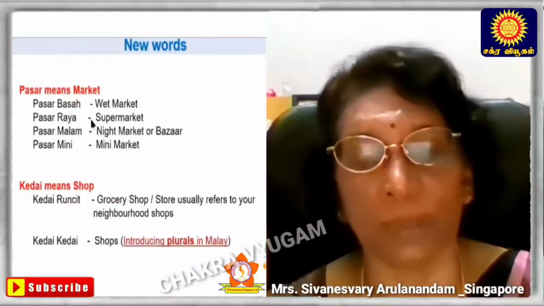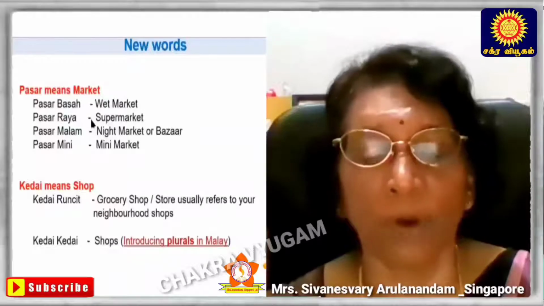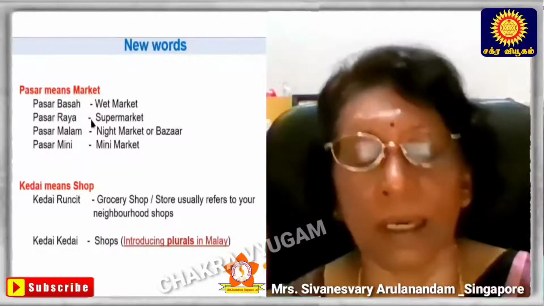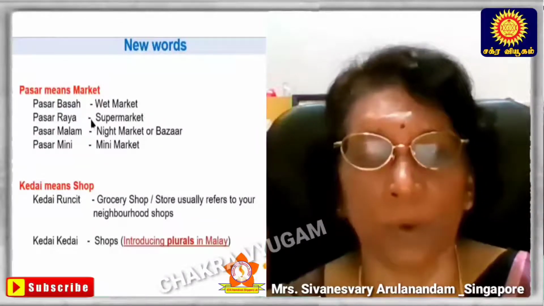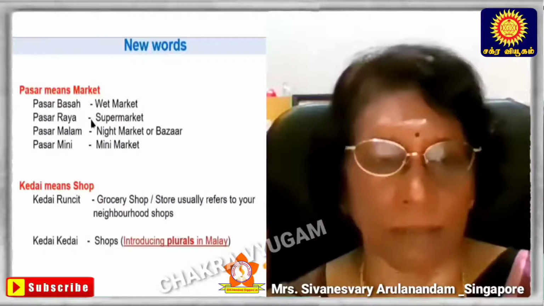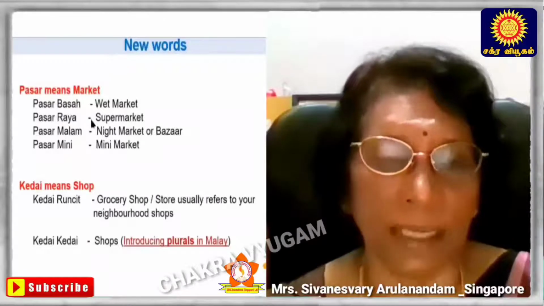Pasar Raya would be a supermarket, which we have many of, and you can follow that with a name. For instance, in Singapore, we have Pasar Raya NTUC, Pasar Raya Giant, so on and so forth. So you put the name after Pasar Raya. Pasar Malam is night market.